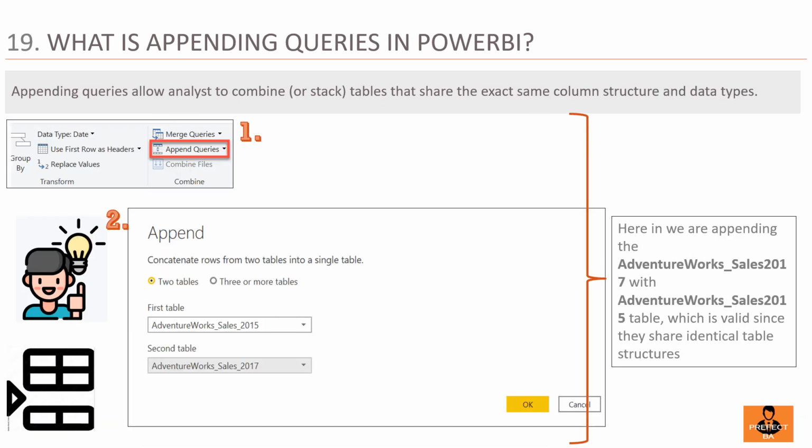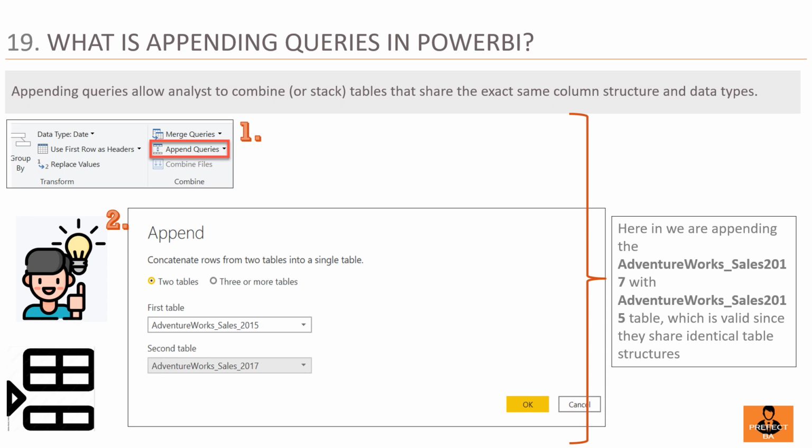Question number 19. What is appending queries in Power BI? Appending queries allow analysts to combine or stack tables that share the exact same column structure and data types. Step 1. Select Append Queries under the Home ribbon. Step 2. Select the tables that need to be appended once the dialog box opens. The next screen would show the appended tables selected in the previous step.